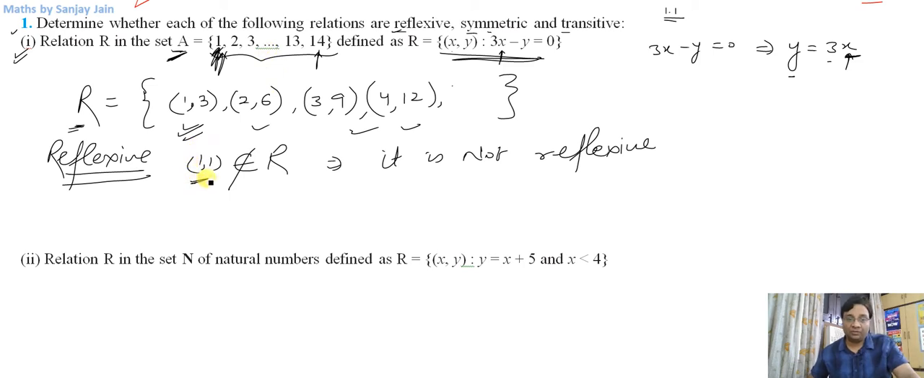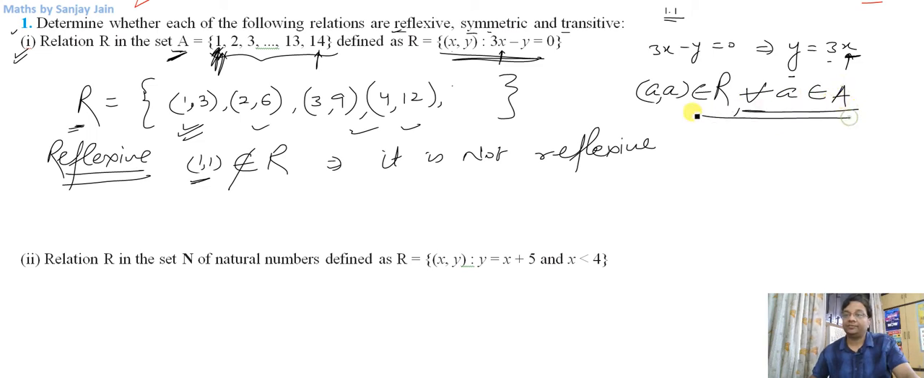Why do I write only one element here, that (1, 1) is not present in R, hence it is not reflexive? Because for saying not reflexive, it is enough for me to show only one exception. Even if I show one exception, then it is false, right? Or it is not reflexive. But if I want to show it as reflexive, I have to show that every pair of this form should be present in the relation for all a belonging to set A. Alright. So it is not reflexive.